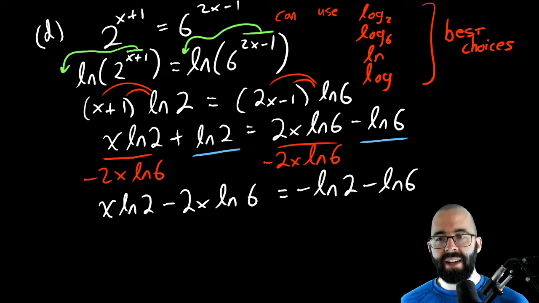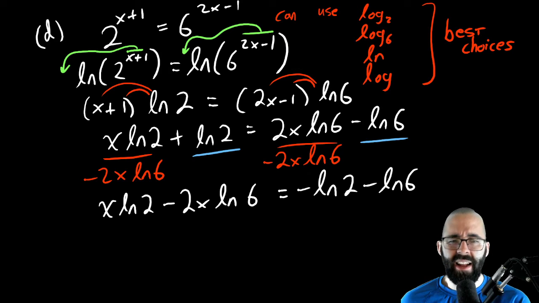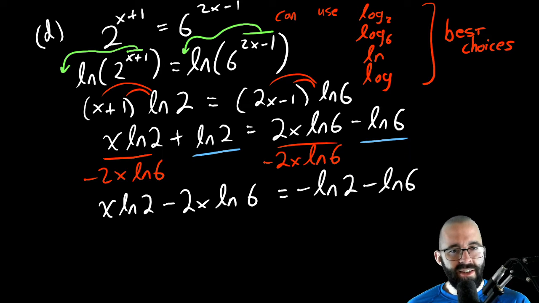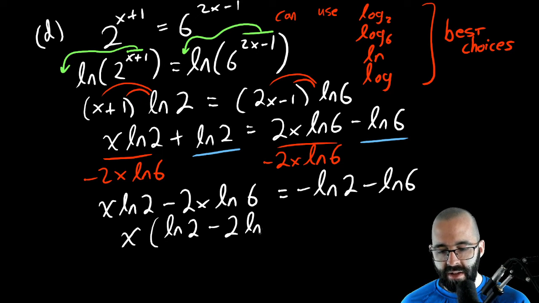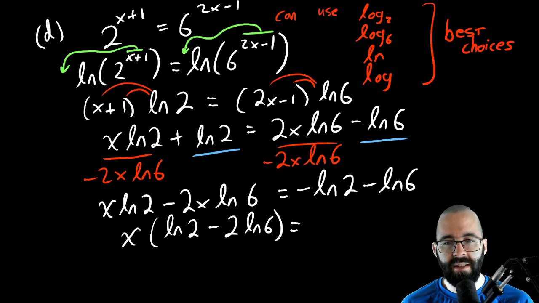We want x to be by itself, so we're going to have to factor out that x. It looks weird, but at the foundation, what we're doing is nothing crazily new. It just looks messy. Factor out an x, because we can't combine like terms. It becomes ln of 2 minus 2 ln 6.